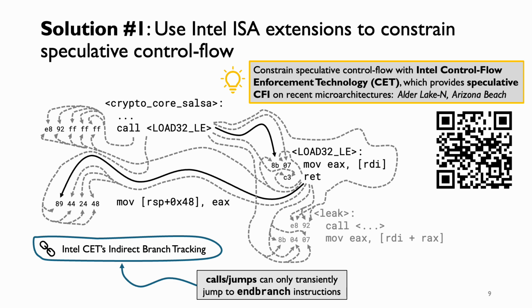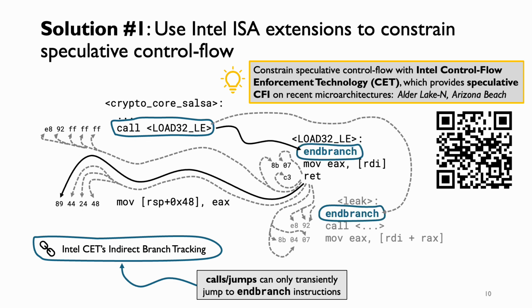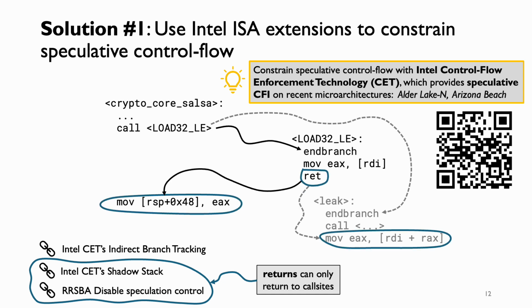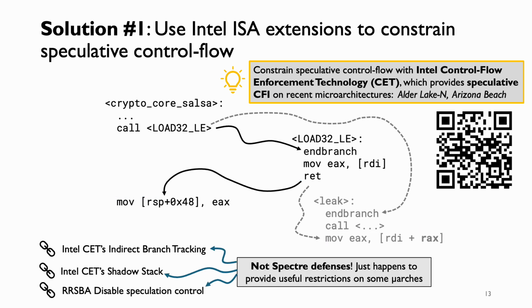So to start, we enable CET's indirect branch tracking. This ensures that calls and jumps can only transiently jump to end branch instructions, which we insert at each function entry point. Next, we enable CET's shadow stack and the RRSBA disable speculation control. Together, these ensure that returns can only return to call sites in the program. As you can see, the transient control flow graph is now much easier to reason about. Note that CET is not a Spectre defense in itself, it just happens to have some useful speculative semantics on some microarchitectures.